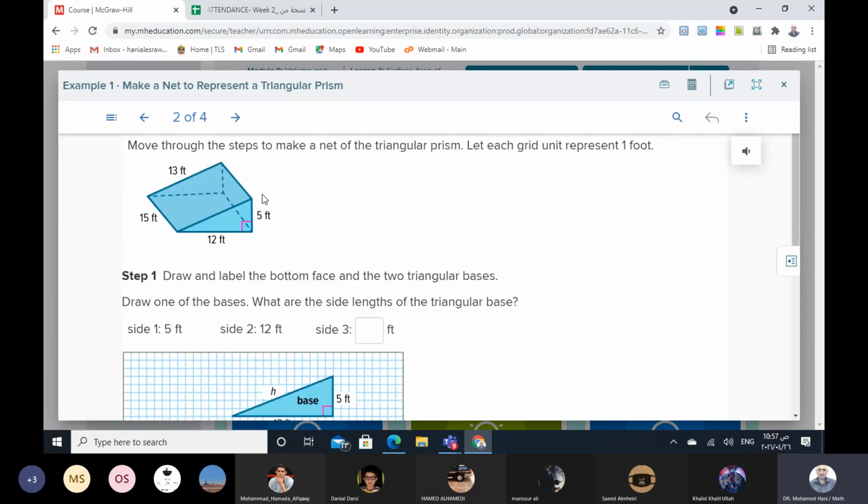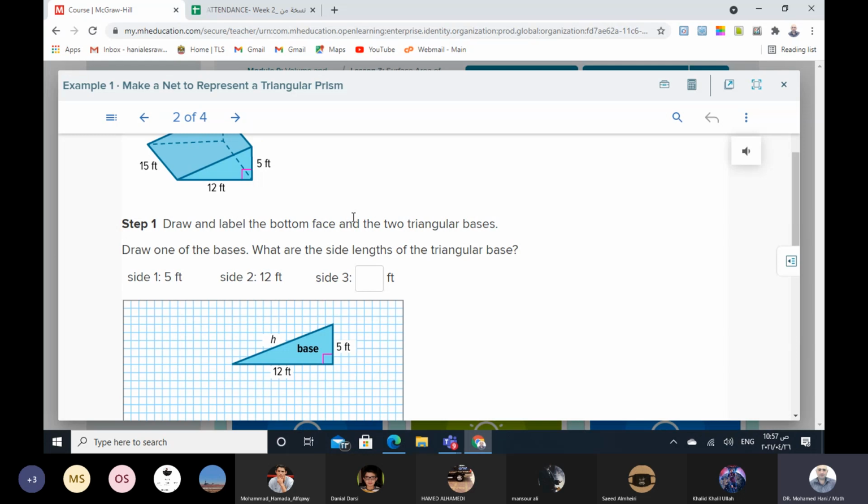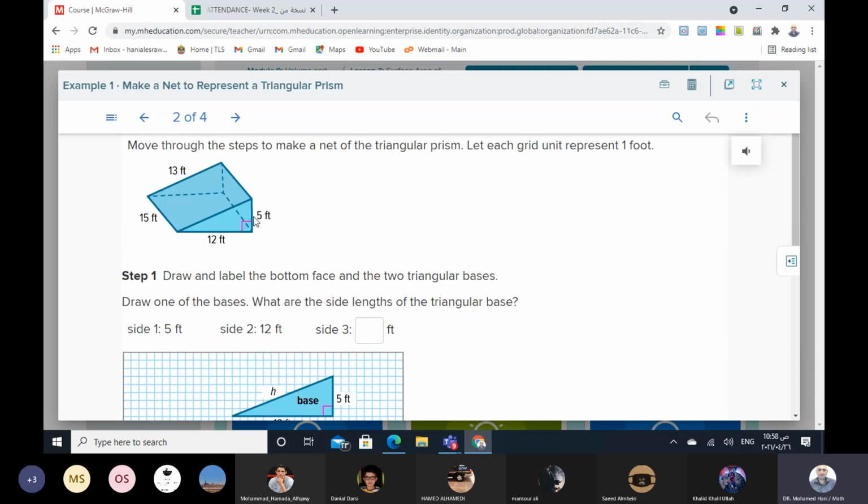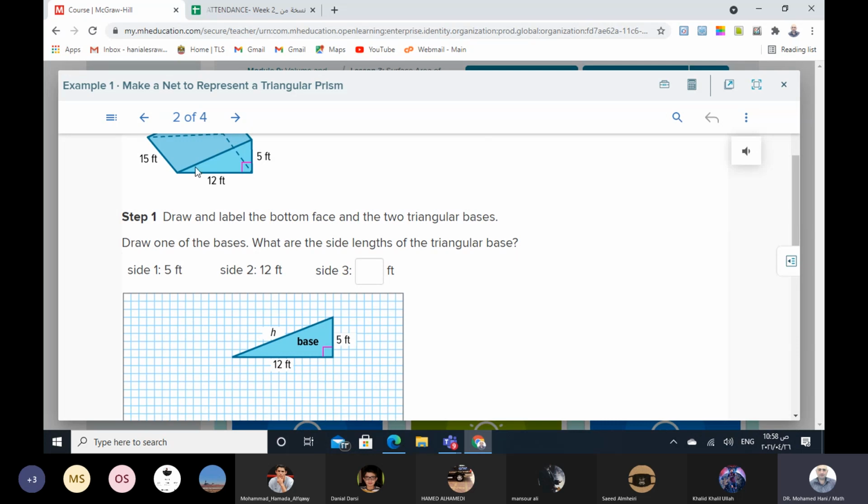The first step here, draw and label the bottom. This is the bottom face and the two triangular bases. This is the first base, and this is the second base. So to do the net of this prism, the first step is to draw the base triangle.